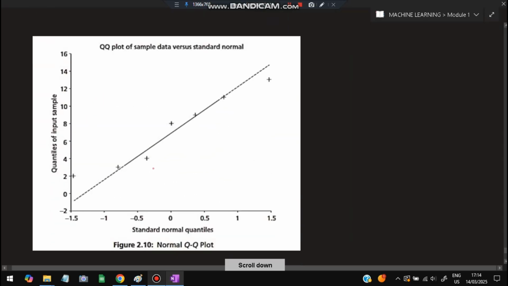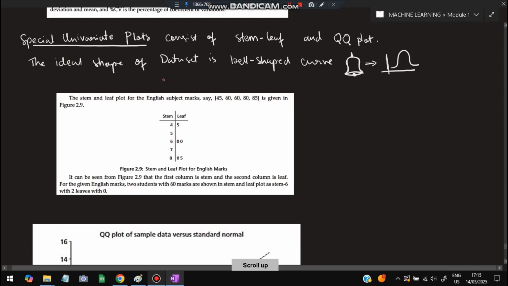Next is the QQ plot. In a QQ plot, we'll be plotting the points here and drawing an average line, and the closer the points are to the line, the more ideal the data is. That kind of analysis is called QQ plot analysis. So this comes under the special univariate plots.